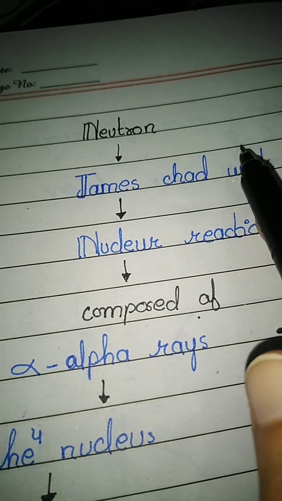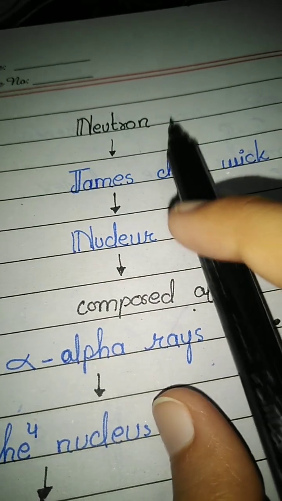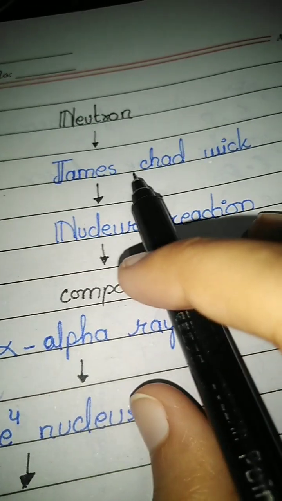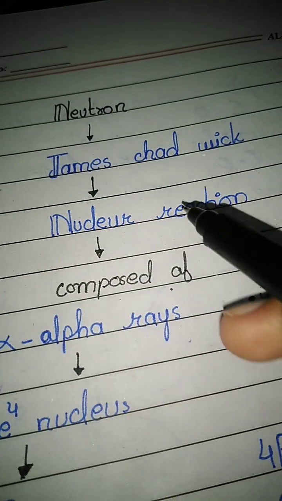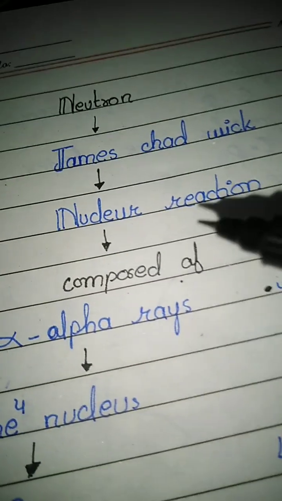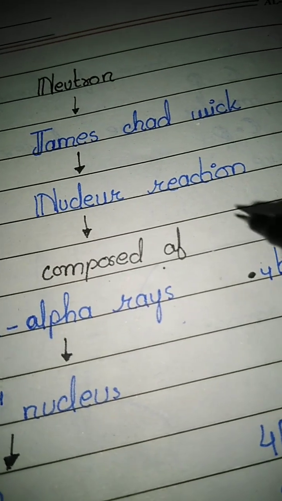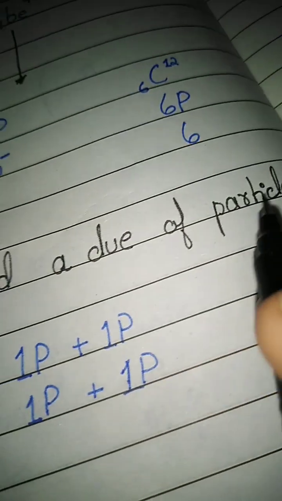In this lecture, we're going to talk about the discovery of the neutron. The neutron was discovered by James Chadwick, but before James Chadwick, Rutherford gave a clue of another existing particle in an atom. How? Let's talk about that. Rutherford provided a clue of the particle.